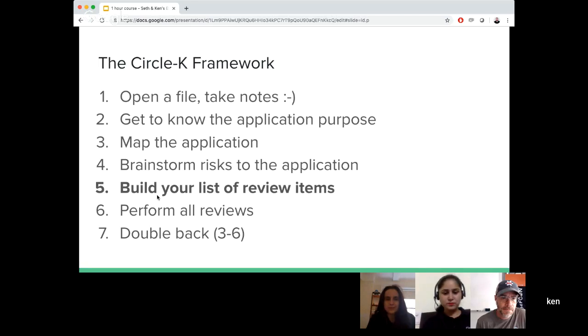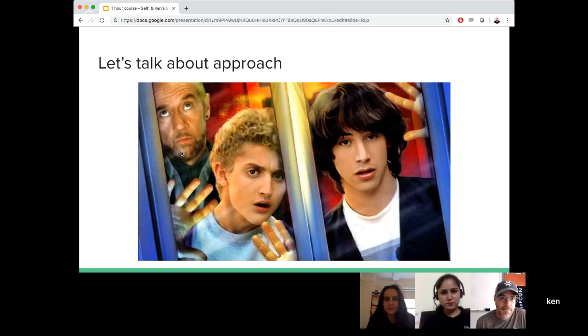The other two are probably a little obvious, but we're going to go through them: building your list of review items, and then obviously reviewing what you said you were going to review. And the last part here is super important. We call it double back. Double back is, after you've done everything, you always go back and double check your work. I cannot stress that enough. I think we might have time for a story in here about that. So I'm going to go on to the next slide.